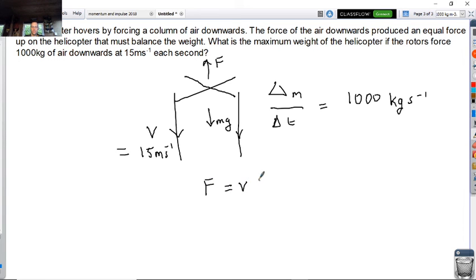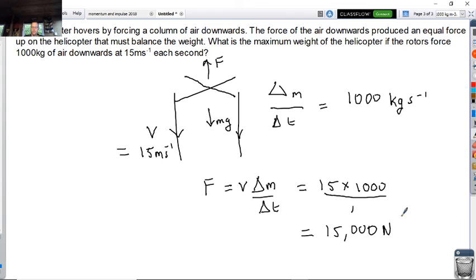You've got your velocity multiplied by your delta m over your delta t, which is now going to equal 15 multiplied by 1000, which is going to be your delta m over delta t. Again, you can call the time whatever you want to, and therefore the answer pops out as 15,000 newtons. Okay, I hope that's helped you understand it. Signing out.